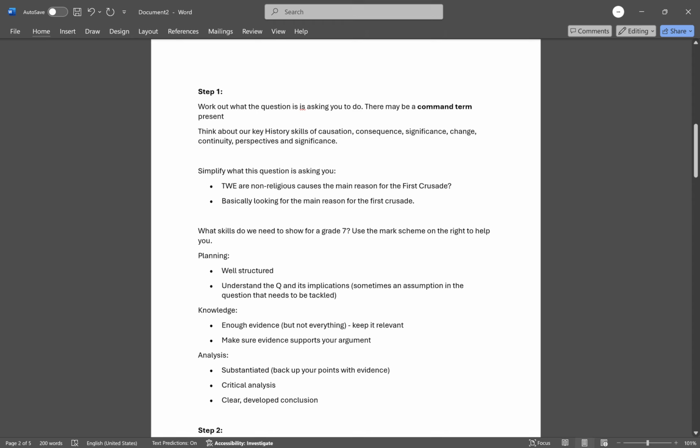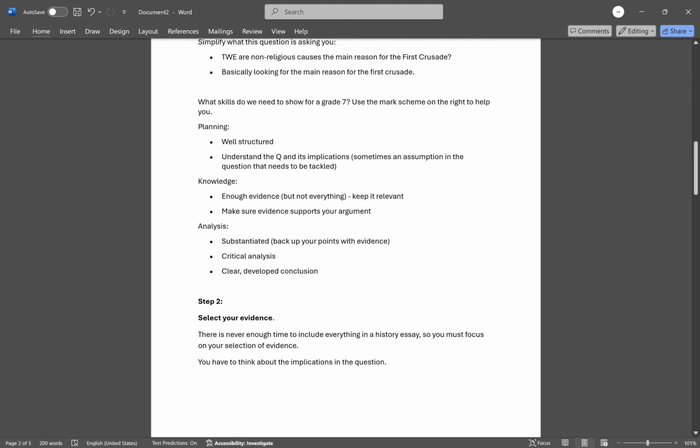And analysis has to be sustained and backed up with evidence, critical analysis, and a clear and developed conclusion and introduction. And you need to have different perspectives from different historians integrated into your essay to be able to get into the top grade bracket.